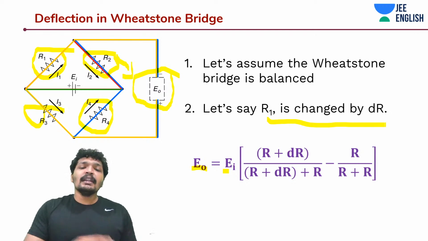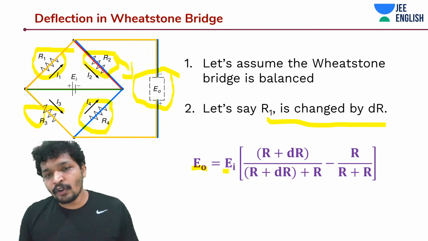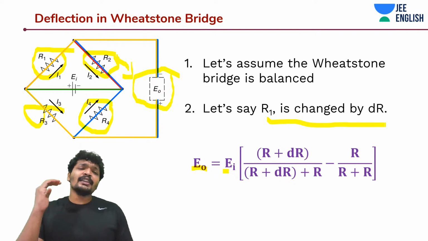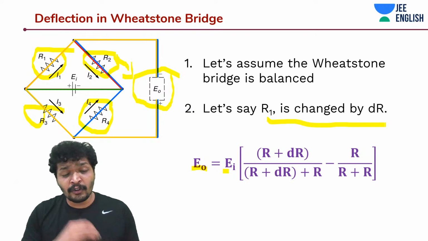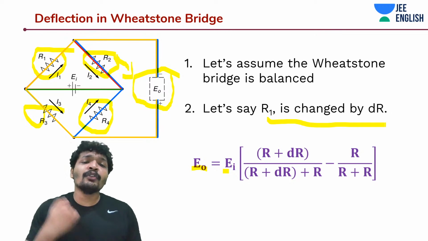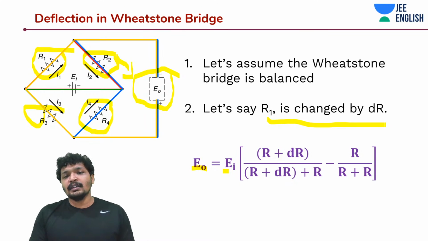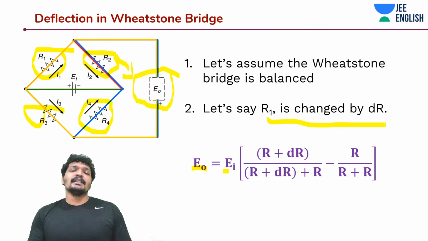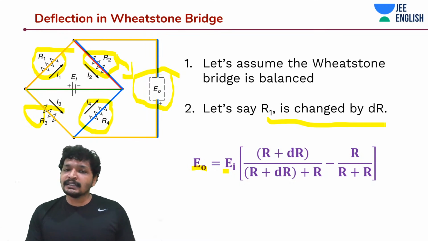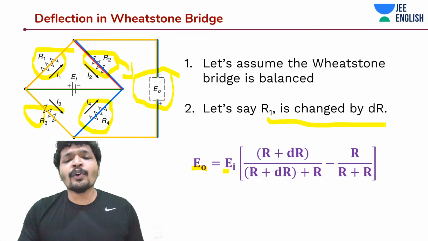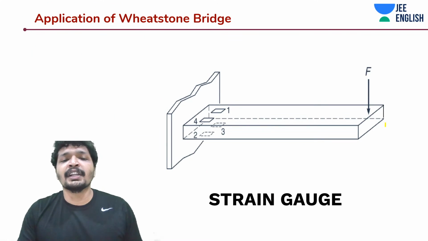Now you observe that the balanced Wheatstone Bridge no longer exists and you can calibrate the values. What do I mean by calibrate the values? You are not going to calibrate the Wheatstone Bridge. You are going to calibrate the measurements and make sure you get some application. One of those famous applications was the strain gauge.